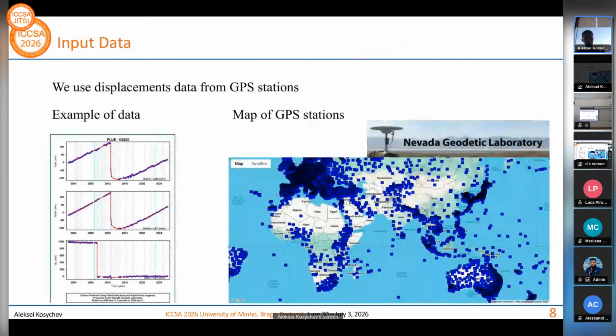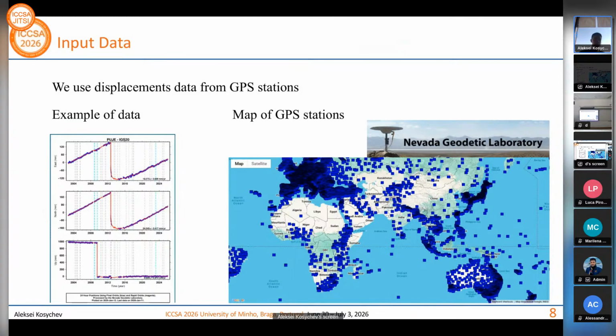On this slide, we presented some of the information about the input data that we use. On the left part, we can see the time series from a GPS station, and we can see that this GPS station captures data in three directions: from north to south, from west to east, and the vertical component.